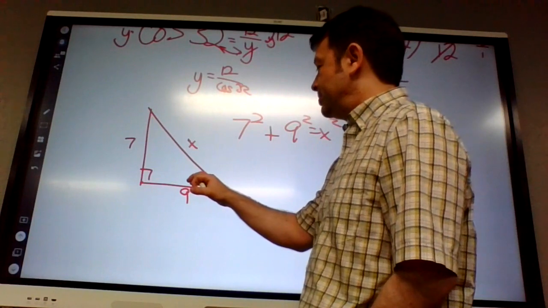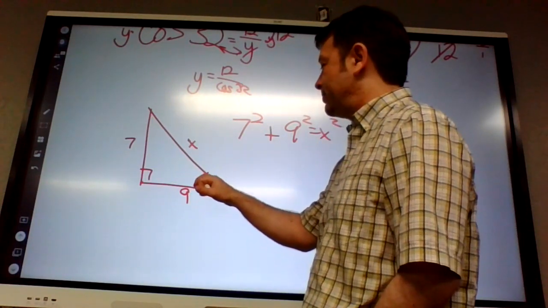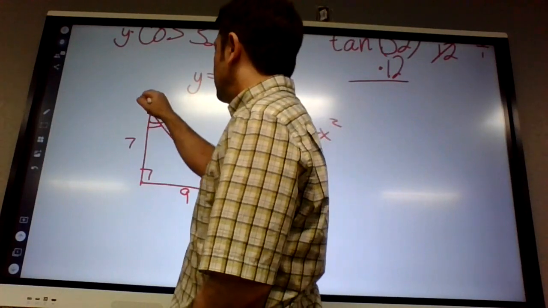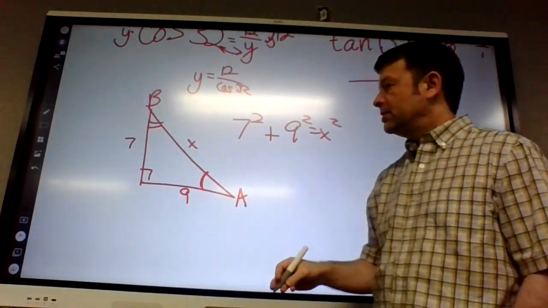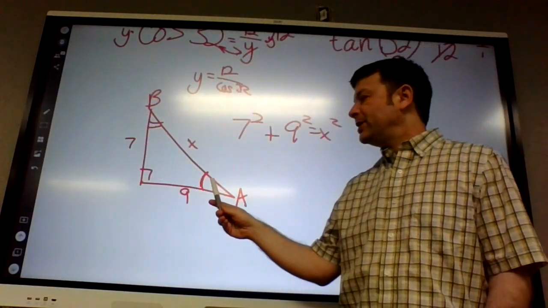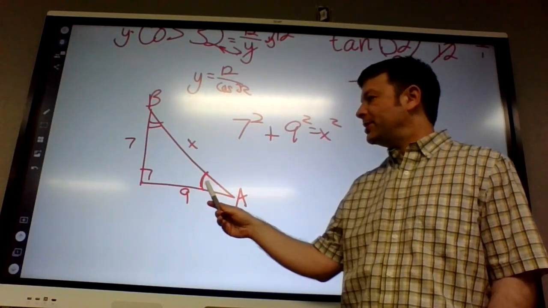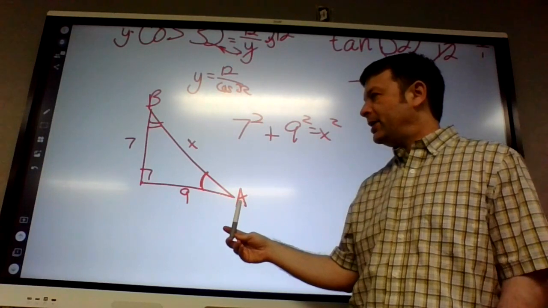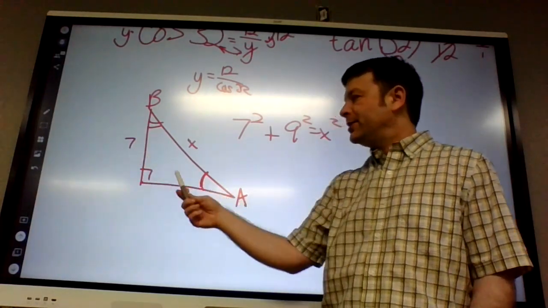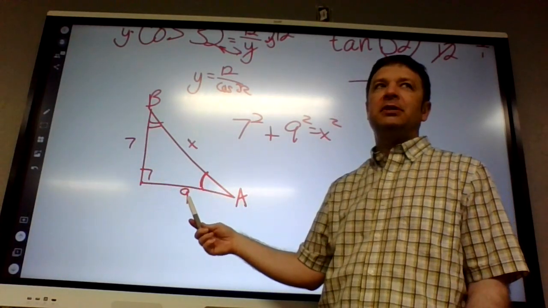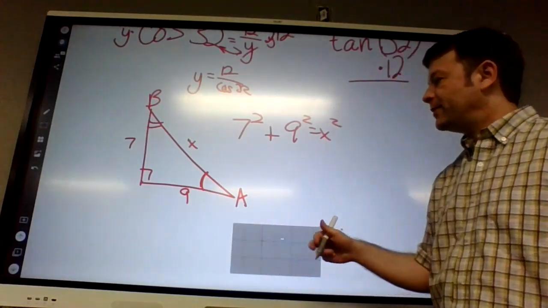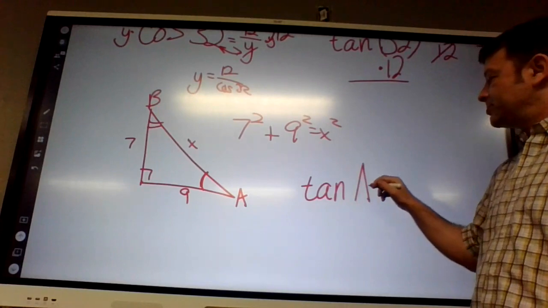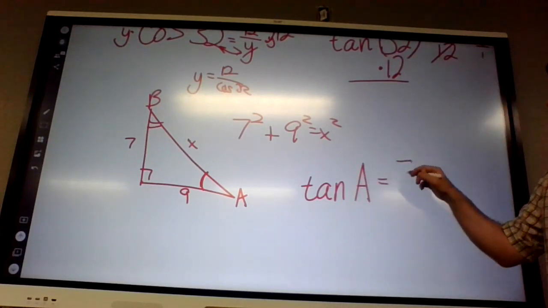Okay, but what is new is how do I find this angle right here? It says angle A or something. Okay, so you kind of start the same way we started the other question. We don't know what angle A is, but relative to angle A, what two sides do I know? Opposite and adjacent. Which trig function was that? So tangent of angle A is supposed to equal opposite over adjacent.